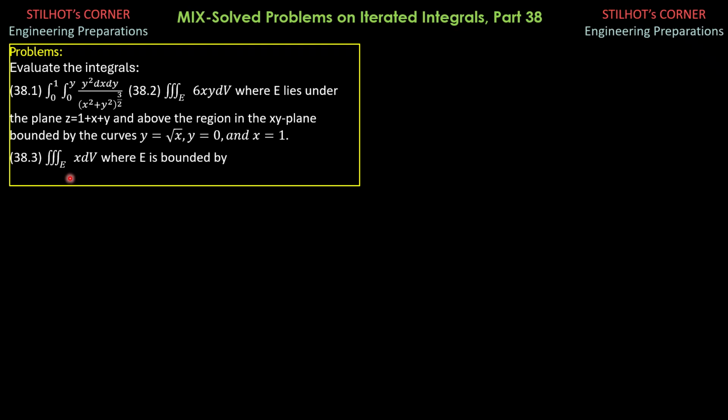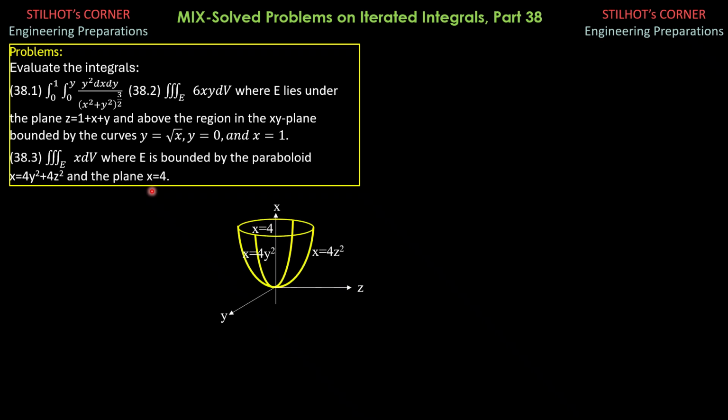the integral of x dV, where E is bounded by the paraboloid x equals 4y squared plus 4z squared, and the plane x equals 4. So this is the graph of the paraboloid, and the traces: on the xz plane, x is 4z squared, we set y to 0, and this is x equals 4y squared, we set z to 0, and the circle here is when x is 4, 4y squared plus 4z squared.